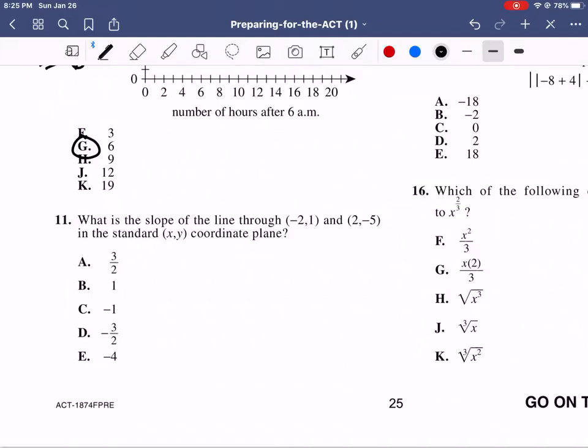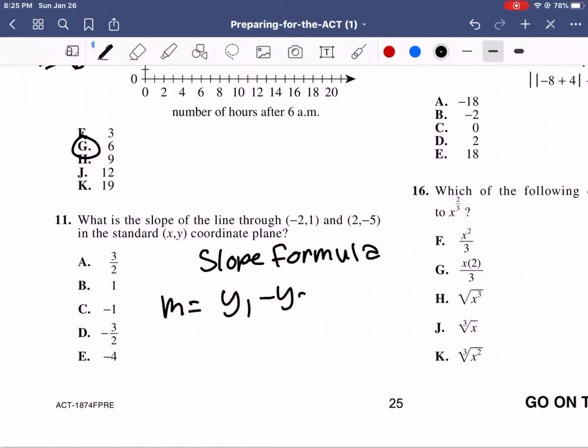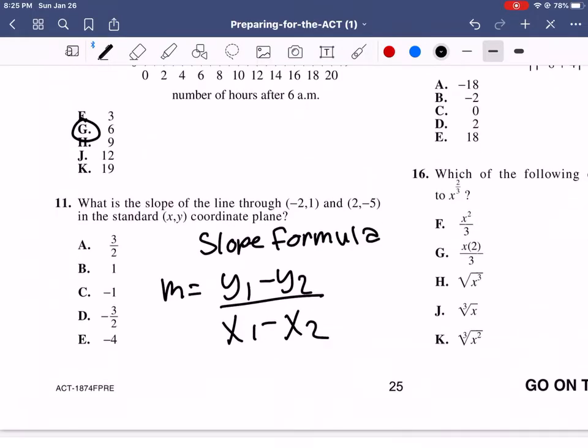You're gonna have to know the slope formula for this. I remember when I was in 8th grade, no, 7th grade, I thought I was so smart because I knew this formula with a bunch of letters in it. M equals y1 minus y2 over x1 minus x2. That's the formula. So when you have 2 coordinate points, you just plug those 2 in, you divide, and that's your answer. So y would be 1 plus 5 because it's 1 minus -5 over -2 minus 2.